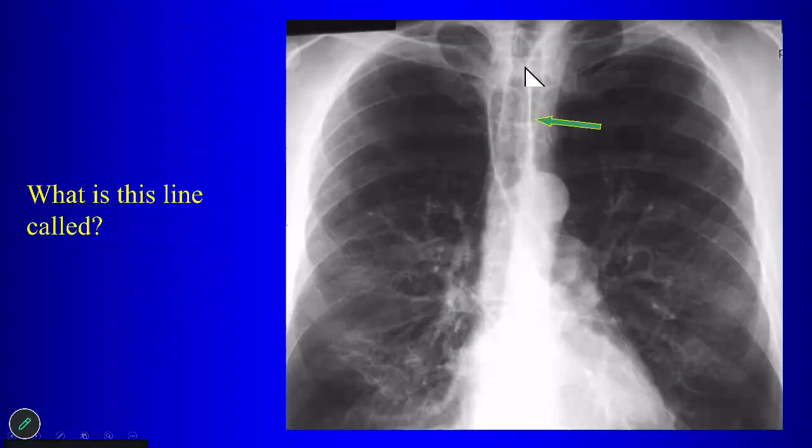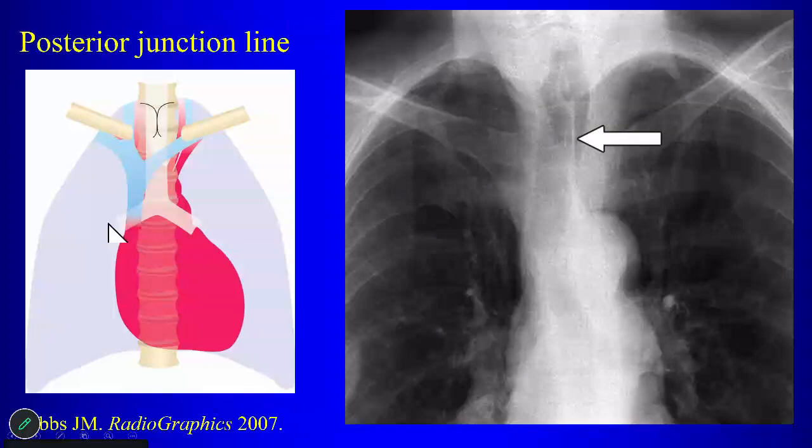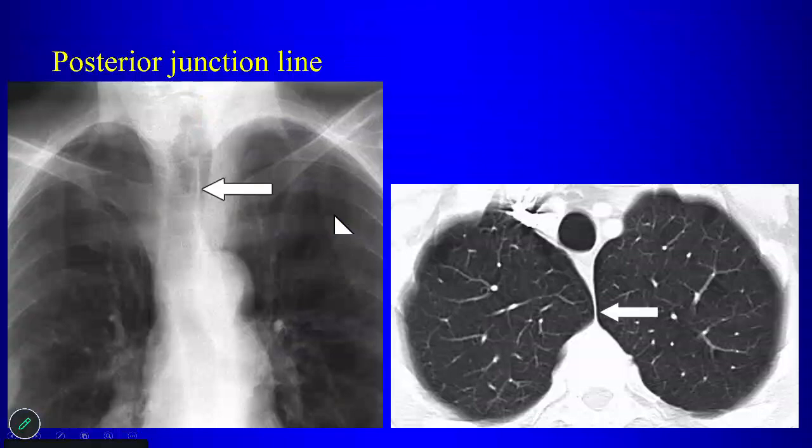This line is, that is the posterior junction line. So that usually starts above the clavicle and then it ends where the aortic knob is. This patient also has an anterior junction line. So you can see both the anterior junction line here and the posterior junction line in the same patient. The patient has emphysema, which is why these lines really stand out in this particular patient, right? So that's the posterior junction line.